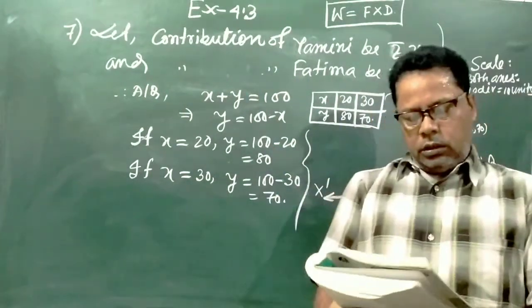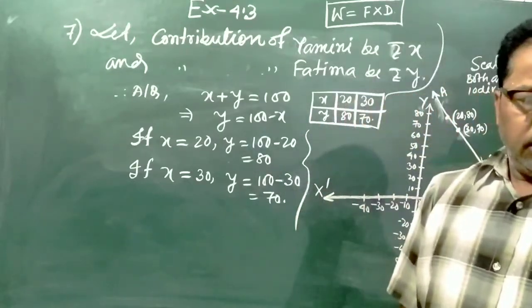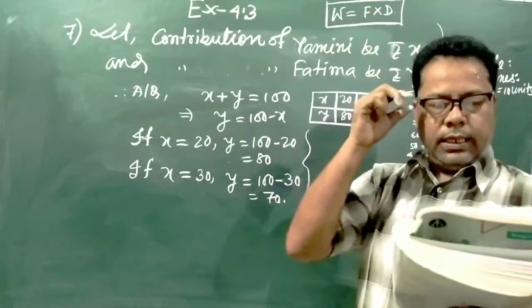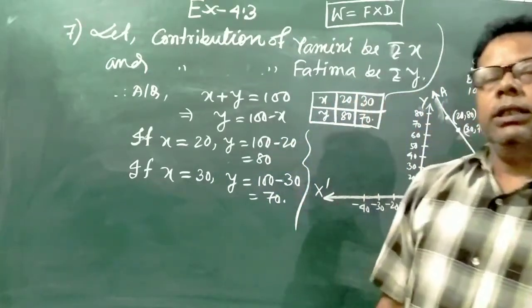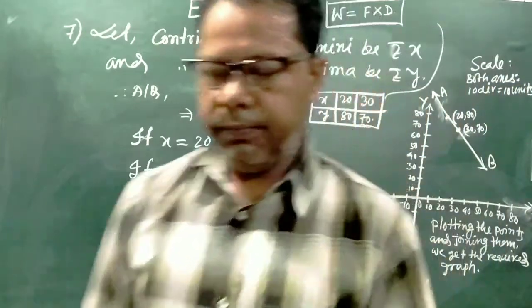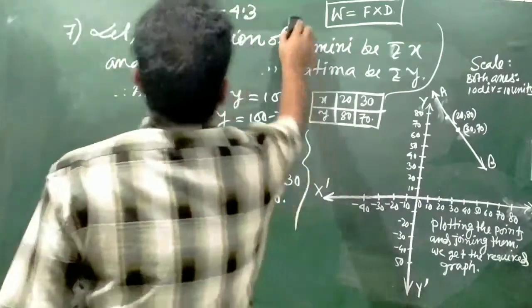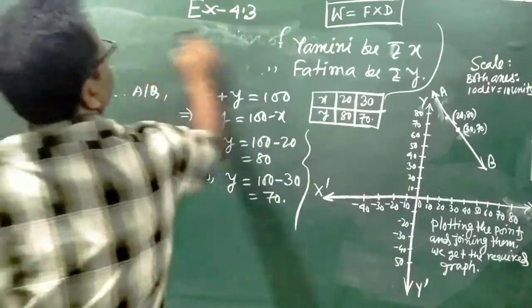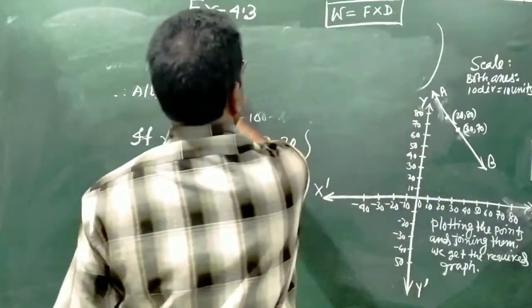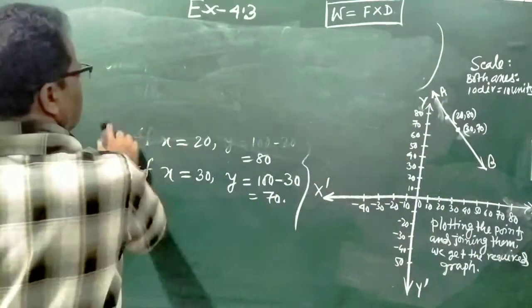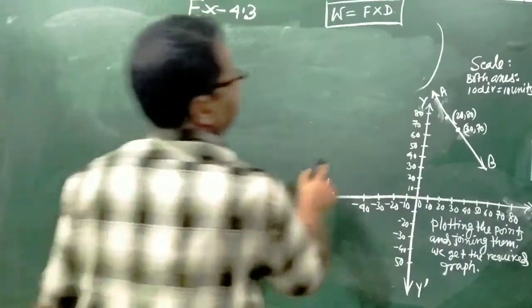Let's see question number 8. So here in countries like USA and Canada, temperature is measured in Fahrenheit. So here one relation is given between the Fahrenheit scale and Celsius scale. So that relation between Celsius and Fahrenheit scale is given. Using this relation we need to draw the graph.